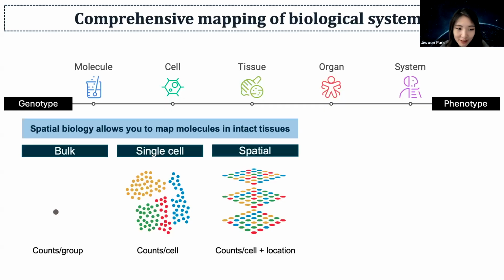Back when we had bulk RNA sequencing, we basically had one data point per group. Now with single cell, we get a granular level of resolution by understanding counts per cell, which we can color by each cell's identity and gene expression. But now we can also reorganize these dots and put them into more of a spatial context, not only the counts per cell, but also the location as well.